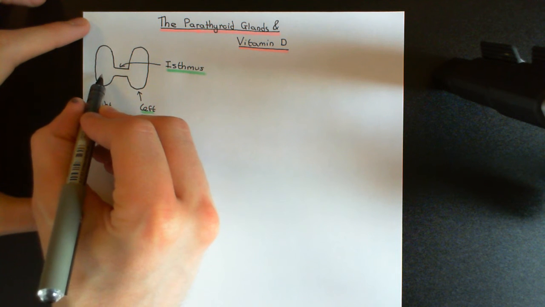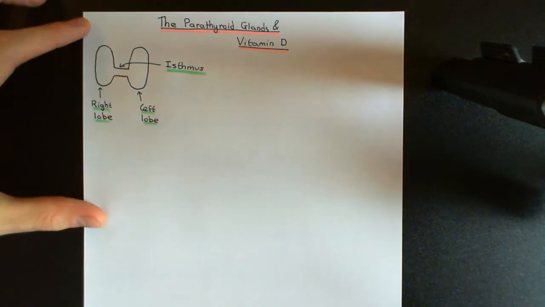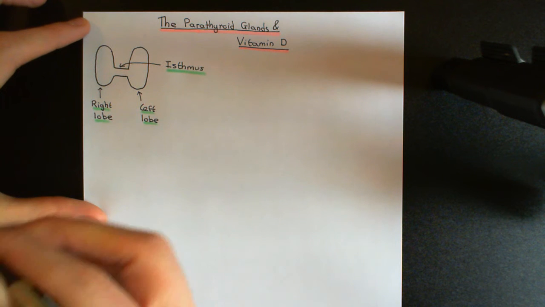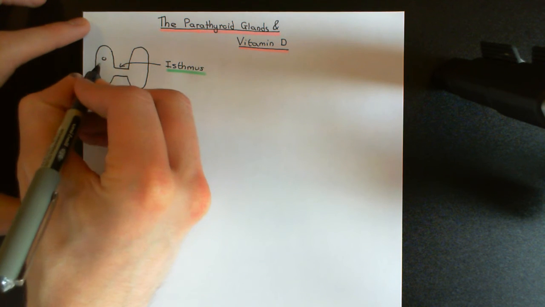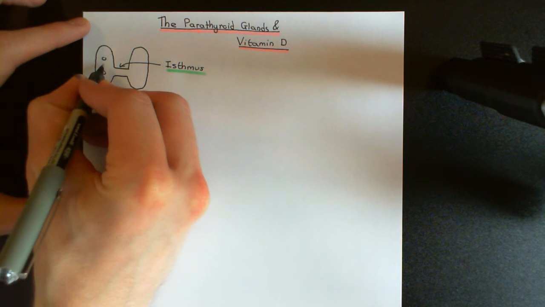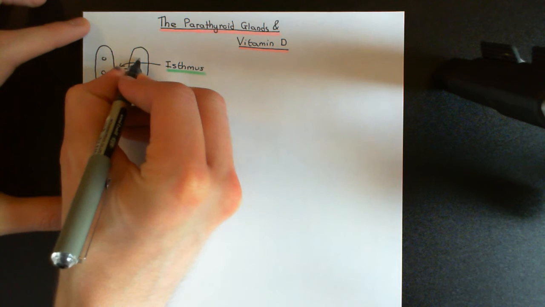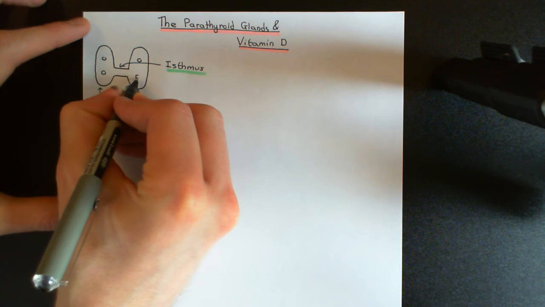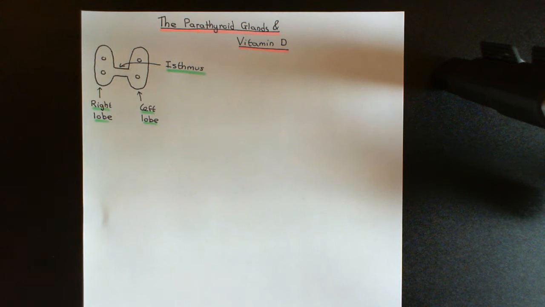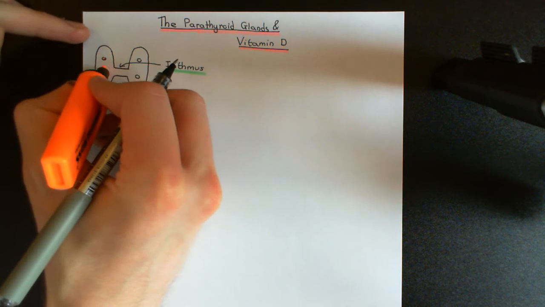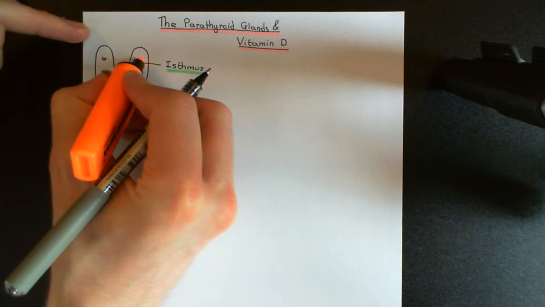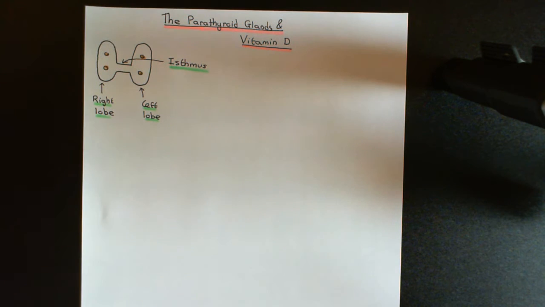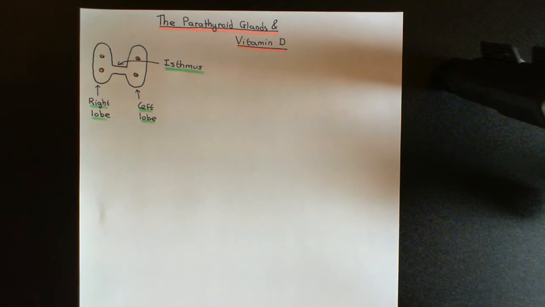So you'd have 2 on the right side and 2 on the left side, and on each side you have 1 superiorly and 1 inferiorly. So they're at around these sort of positions. Here are the 2 on the right side, a superior one and an inferior one, and here are the 2 on the left side, a superior one and an inferior one. Okay, so I'll colour these in orange. These are the things that we are studying, these parathyroid glands positioned behind the right and left lobes of the thyroid gland.